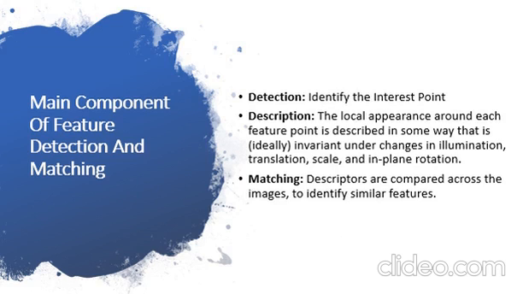The local appearance around each feature point is described in some way that is invariant under changes in illumination, translation, scale, and in-plane rotation. We typically end up with a descriptor vector for each feature point. The third one is matching. Descriptors are compared across the images to identify similar features.